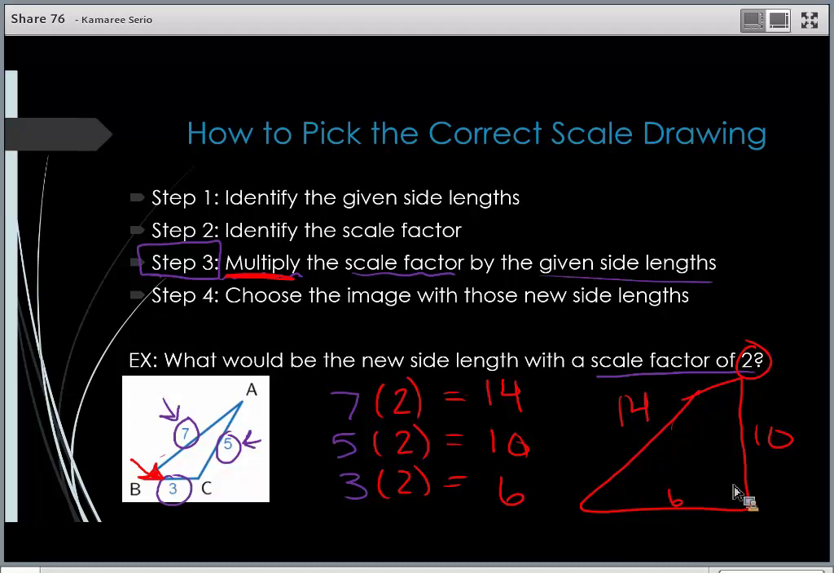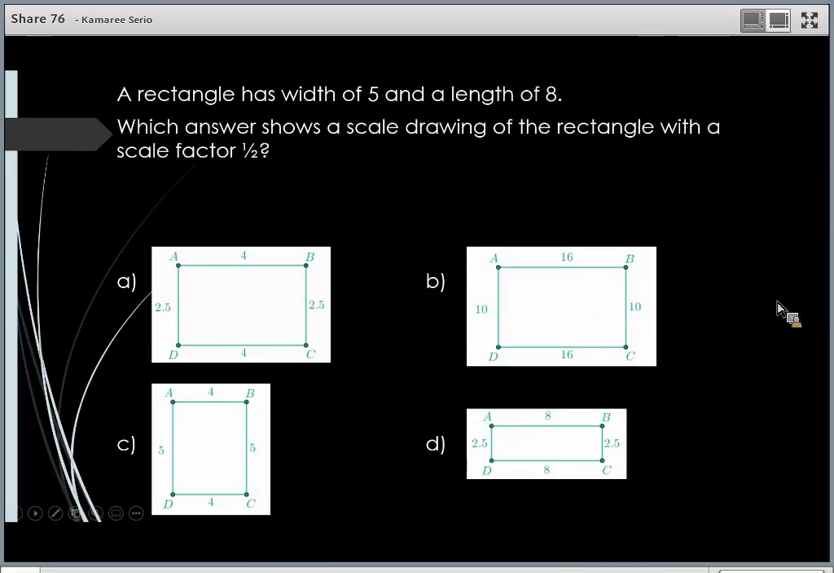Okay. So we'll do some examples with this. Here I have a rectangle, so they don't give me the image. It just tells me I have a rectangle that has a width of 5 and a length of 8. Since we're doing geometry, whenever I solve any geometry problem, I always draw a picture. So I'm just going to draw a rectangle. My width is 5, and my length is 8.